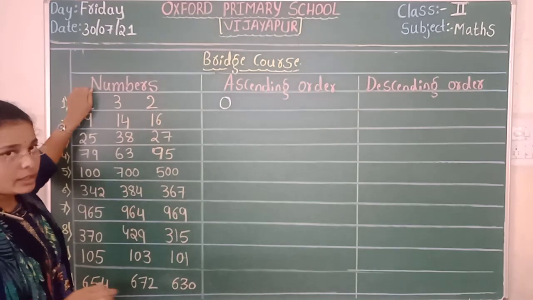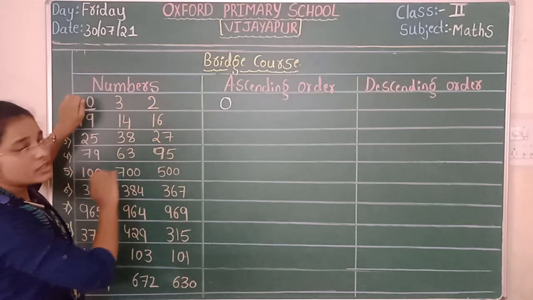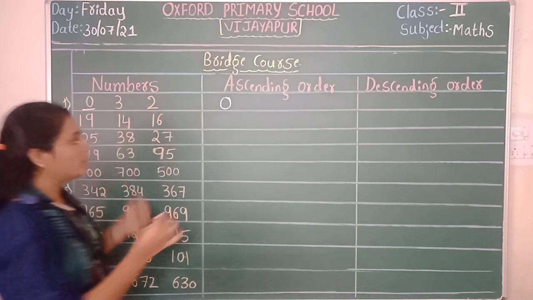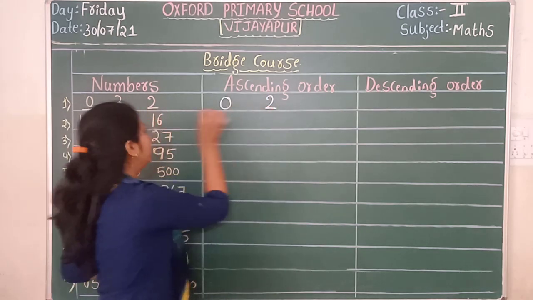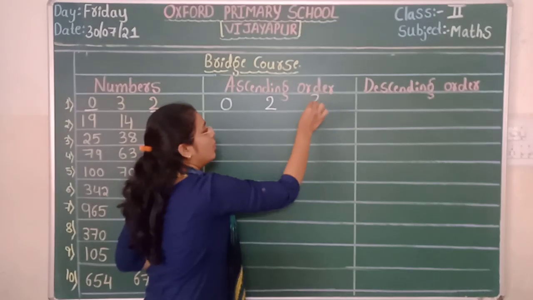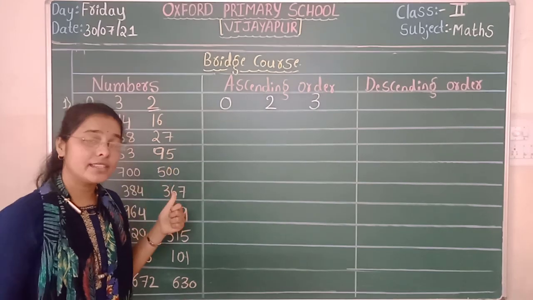So we will write 0 as the smallest. We will leave this number, because we already wrote it. Moving to the next two numbers, 3 and 2, which is the smallest one? Number 2 is the smallest. So write down 2 here. And the last remaining is 3. We will copy it. Okay children? This is nothing but ascending order.